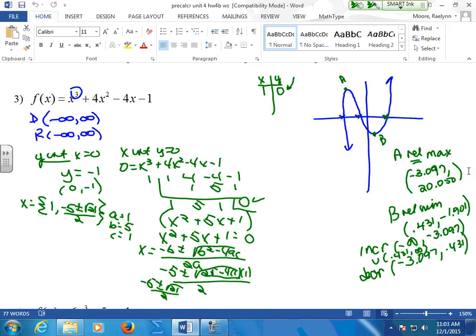Now, the only thing left for us to do is to find an inflection point and your concavities. Now, if you knew you had 2 turns, that means you have 1 inflection point. Here's a cave down, and here is a cave up. So halfway between them, they have an inflection point. Halfway between is the average.